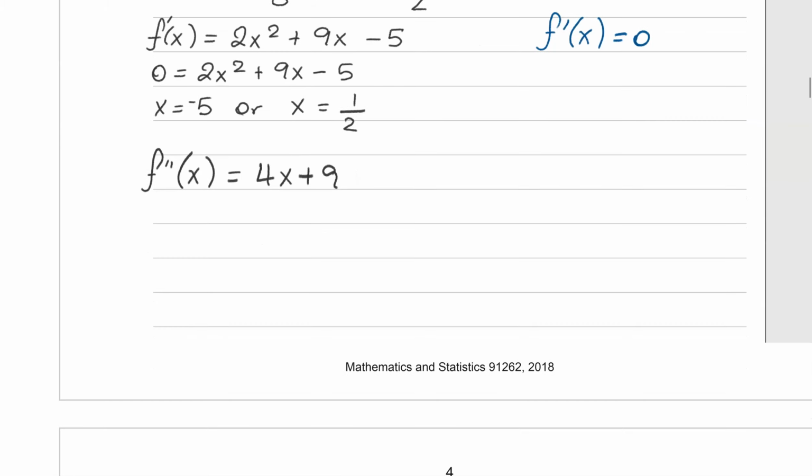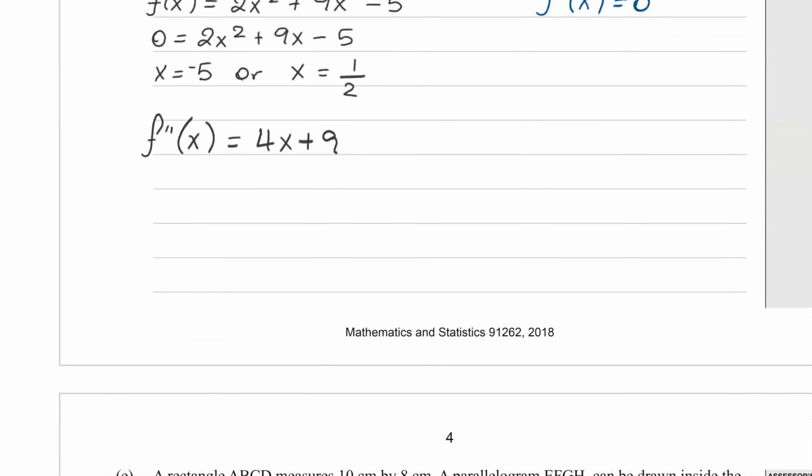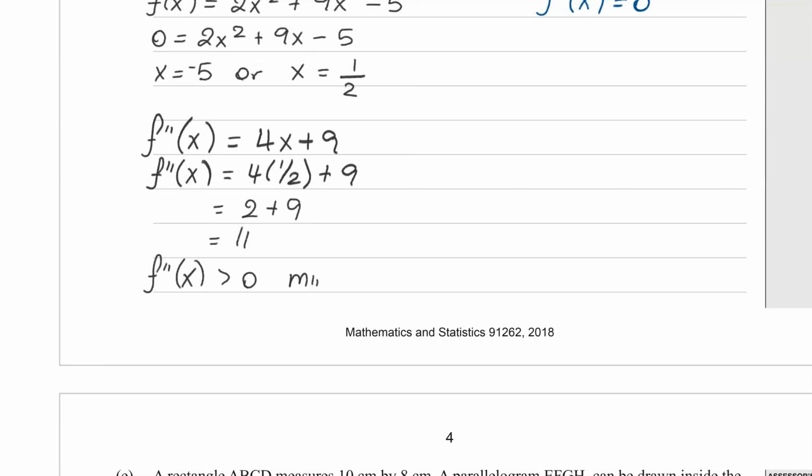Substituting my two x values in one at a time to find out which one is my max and which one is my minimum. So I put in 1/2 first. So we get 2 plus 9, which is equal to 11. Now since f double dash of x, the second derivative, is greater than 0, this is my minimum.